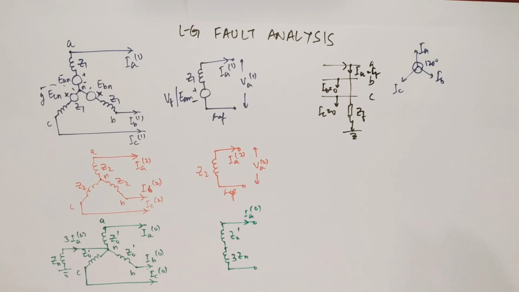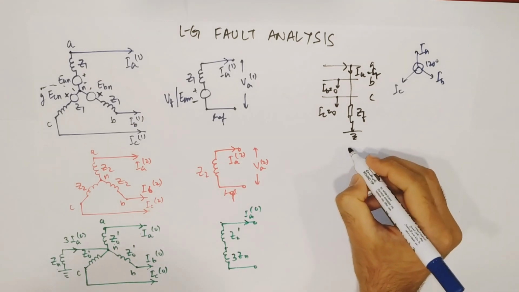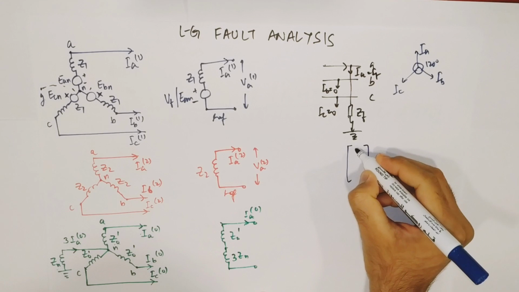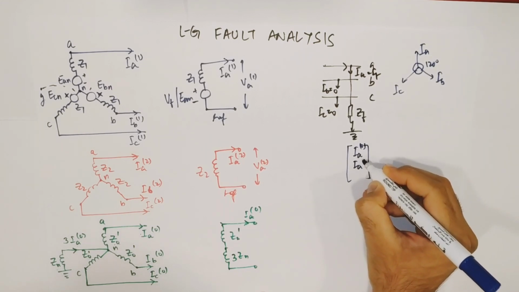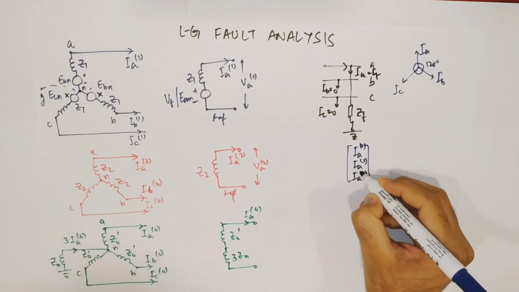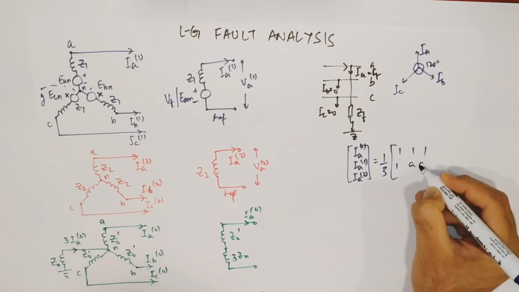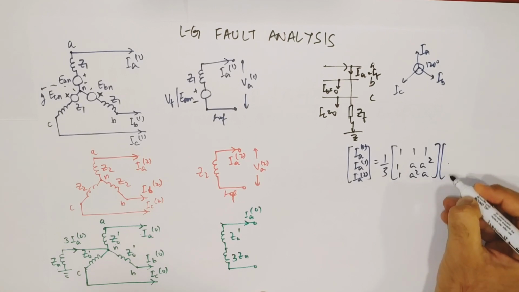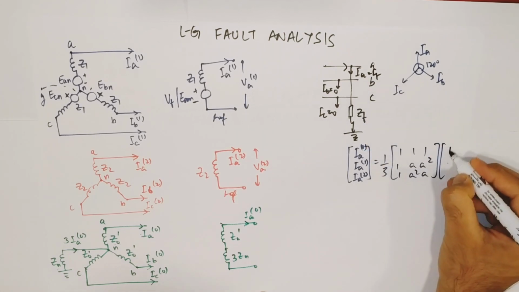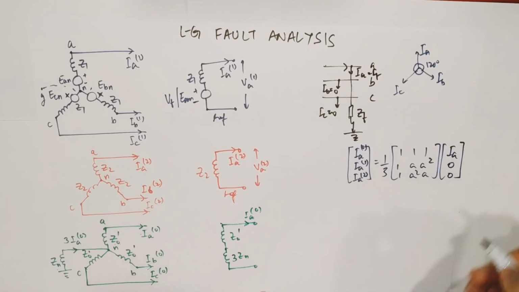Now you will see, we have studied in the previous lecture about the impedance models, or about the matrix that we saw, the relation between zero sequence, positive, negative and their phasor currents. So it was through this matrix equal to 1 by 3, 1 1 1, 1 A square A, 1 A A square, and here it was IA, IB and IC. Now here there is only IA flowing, as IB is 0 and IC is also 0.